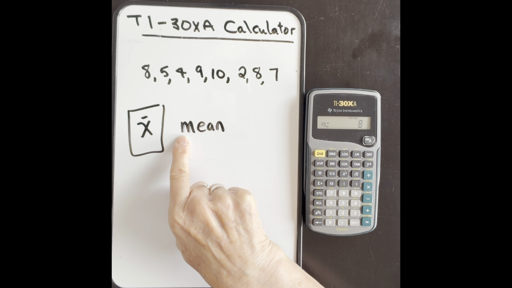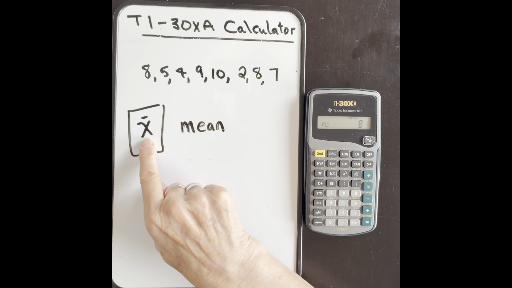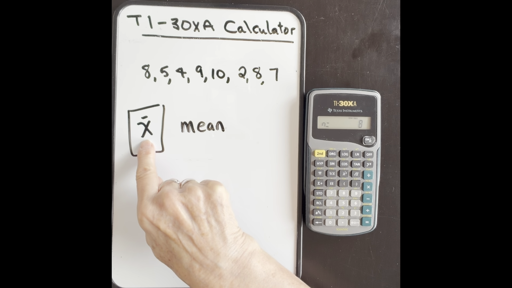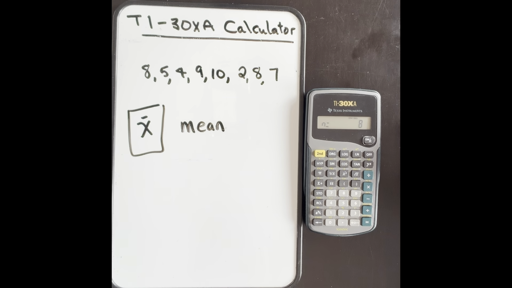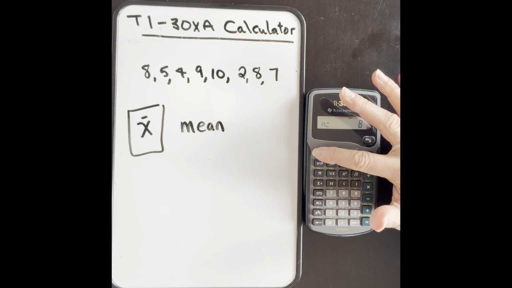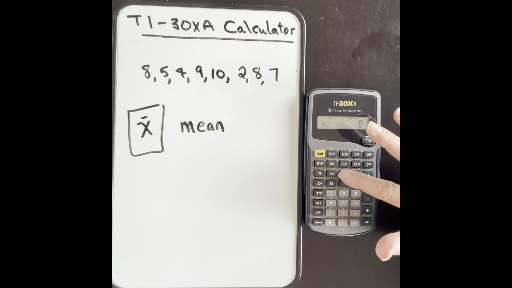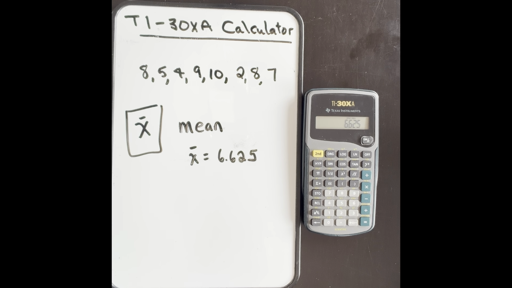In order to find the mean, which has this notation, the x with the line above it means mean, we look for that on our calculator. It's the second function above x squared. In order to use that function, we need to use our second function and then press x squared. So in this case, the mean is 6.625. That represents the mean of all of those 8 scores.